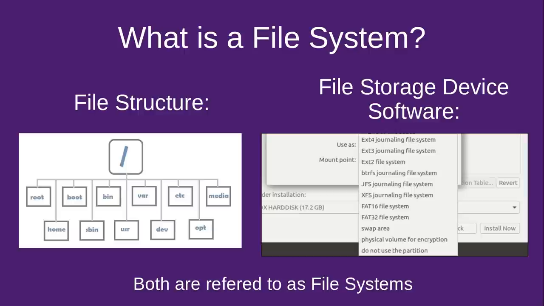Today we're going to be talking about file storage device software, which could be considered the low-level file system. And in Linux, we got a lot of choices, as you can see on the graphic here. And we're going to talk about those choices at the end. But we're going to concentrate first on Ext4. So when you hear somebody talking about file systems, you need to understand the context. Very important.